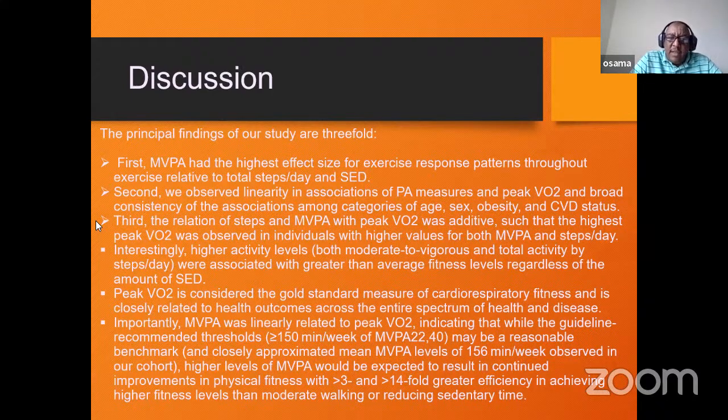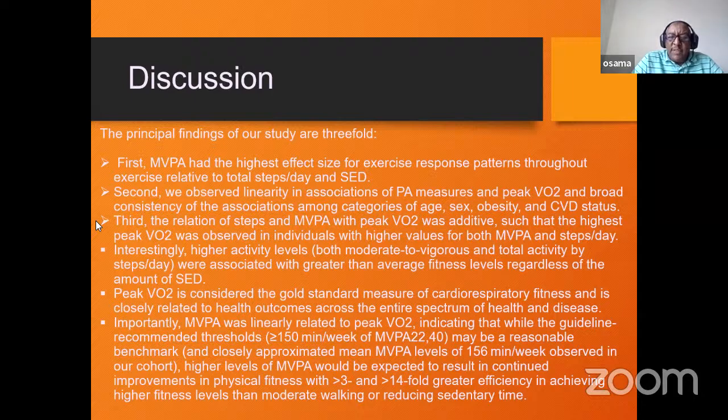Importantly, moderate vigorous physical activity was linearly related to peak oxygen uptake, indicating that while the guidelines recommend a threshold of more than 150 minutes per week of moderate vigorous physical activity, 22.4 minutes a day may be a reasonable benchmark and closely approximates the mean moderate physical activity level of 156 minutes per week observed in our cohort.